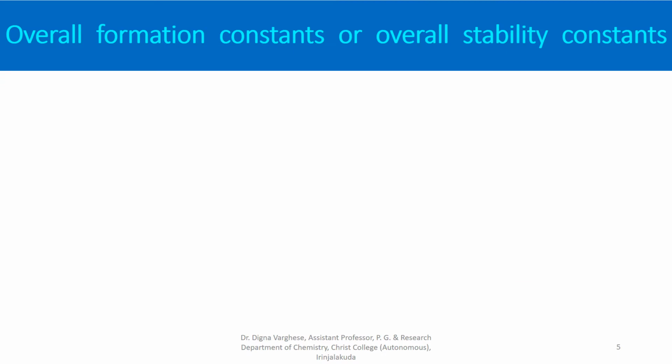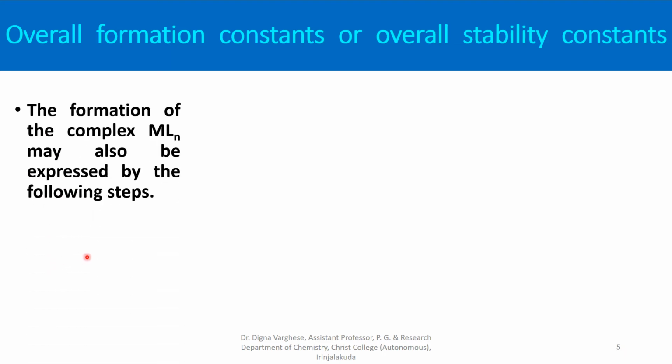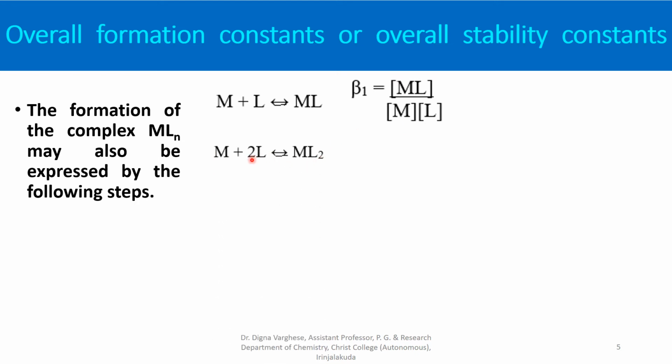Overall formation constants or overall stability constants. The formation of a complex MLn may also be expressed by the following steps. Here you can see a metal reacts with a ligand to form a complex ML. Its equilibrium constant is here expressed in terms of the beta value. So beta 1 is the formation of complex ML, the concentration of complex ML divided by the concentration of metal into the concentration of ligand. Here you can see another formation of complex ML2.